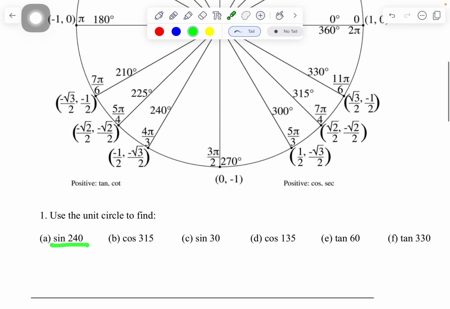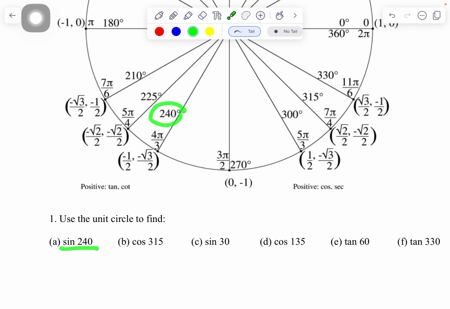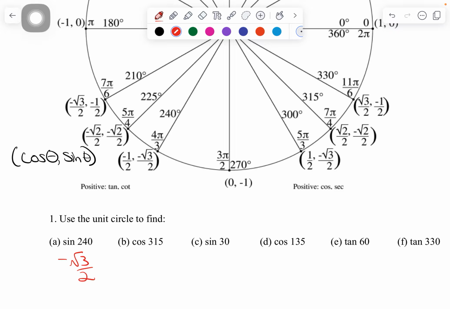So I'm going to go to 240 degrees, which is right here. I'm going to go to the ordered pair here, and I just wrote it down, but I'll write it down again. That ordered pair is cosine, sine. So if I want sine, which I do, I want the y value of the ordered pair. So that's going to be negative root 3 over 2. So negative root 3 over 2, and sine of 240 is done.